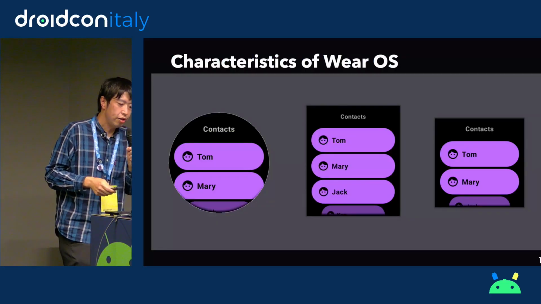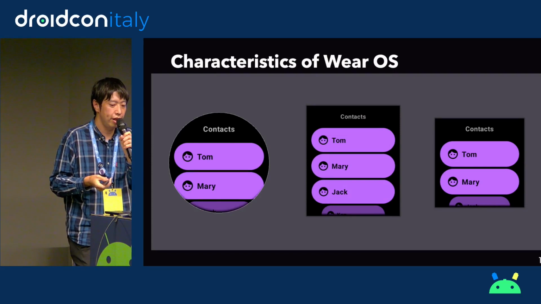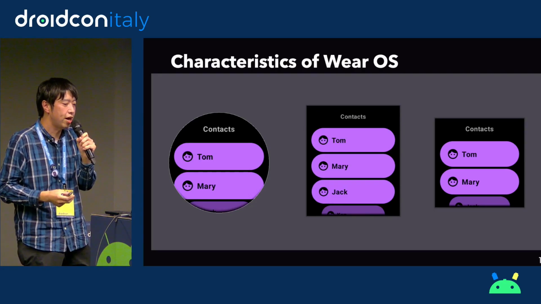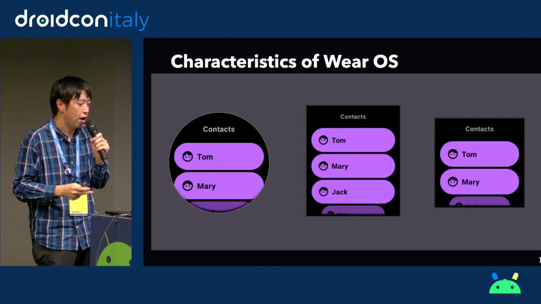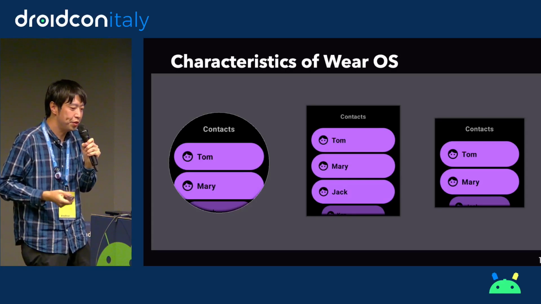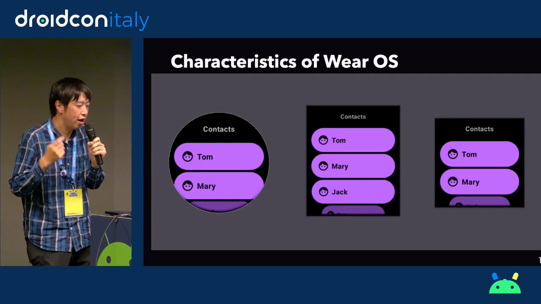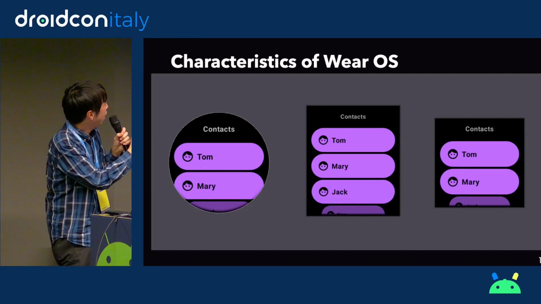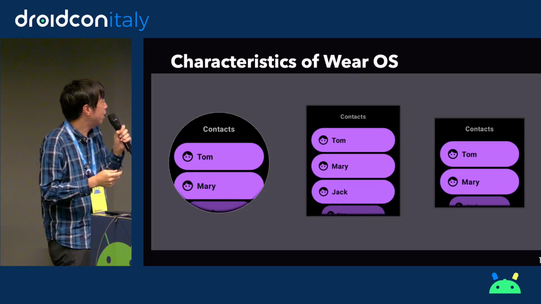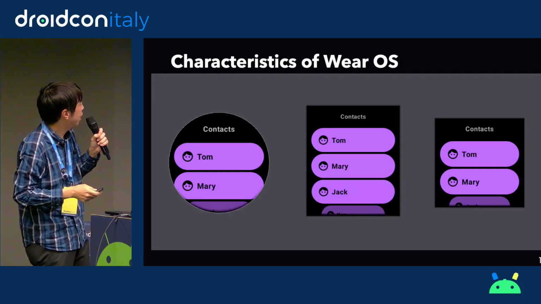Okay, next, furthermore, there is an extremely important characteristic of Wear OS. It's here. In the Wear OS world, there are three kinds of shapes: round, rectangular, and square. When we develop apps, we have to take care of shapes. If we don't take enough care, our screen would not be shown as we expected. So taking care of these shapes is very important.